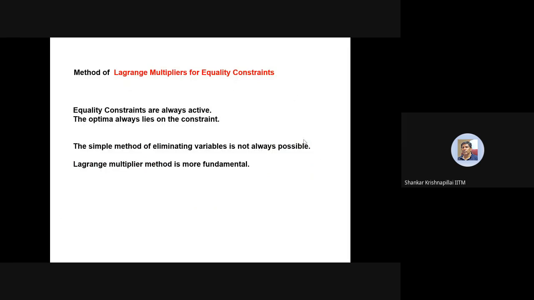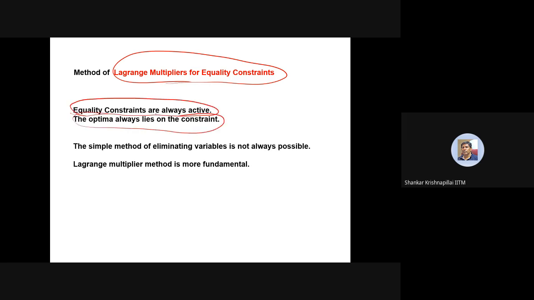The method of Lagrange multiplier for equality constraints. First we will study Lagrange multiplier for equality constraints. After that, we will extend it to inequality constraints. So what are the special features of optimization problems with equality constraints? Equality constraints are always active and the optima will always lie on the equality constraint.